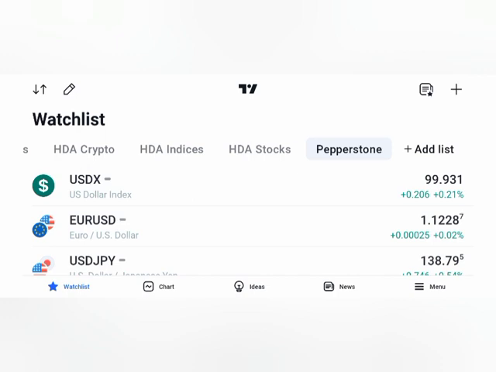We are going to analyze the forex market using technical analysis, and we will be able to tell what is likely to happen in the forex market this coming week using technical analysis.